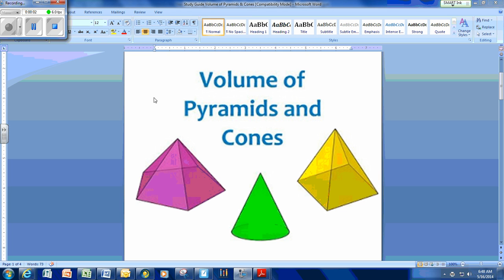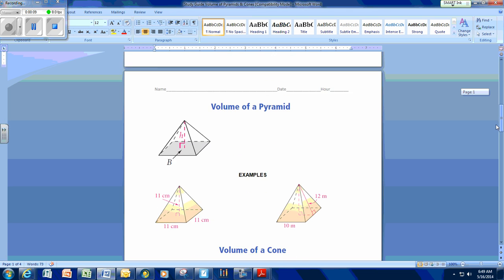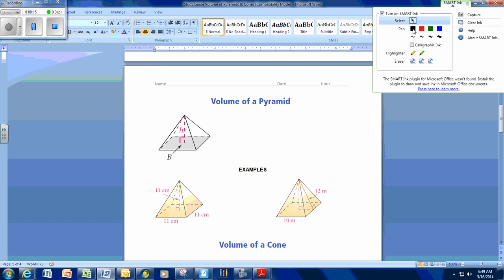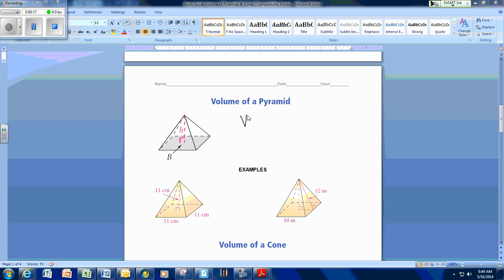In this lesson, we are going to cover the volume of pyramids and cones. First, we're going to start with the volume of a pyramid. So the volume of a pyramid is the area of the base times its height divided by 3.